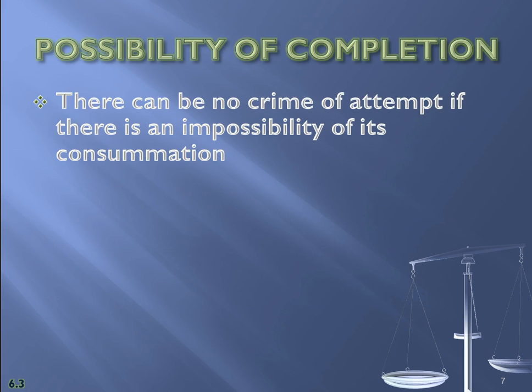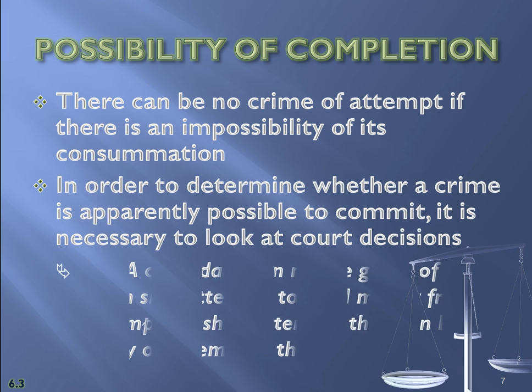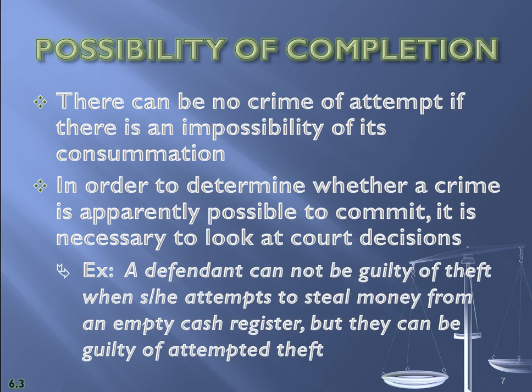Well, along with that, there are a couple of other legal things that come into play, like the possibility of completion or even the impossibility of completion. So if you're in such a way that you actually couldn't complete this crime, is it still a crime? Well, let's talk about that. So we'll start with the possibility of completion. There can be no crime of attempt if there is an impossibility of its completion. So what does that really mean?